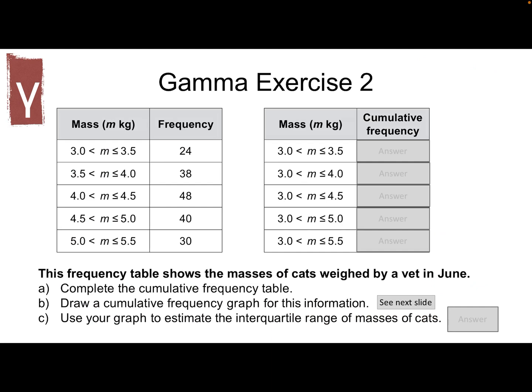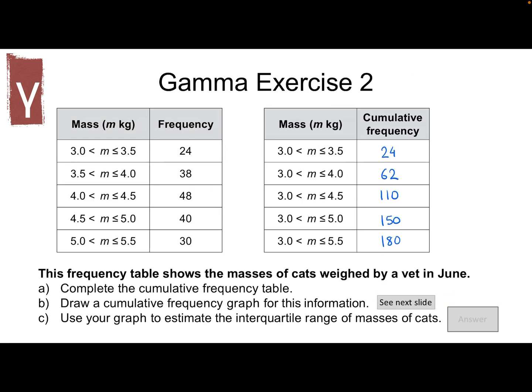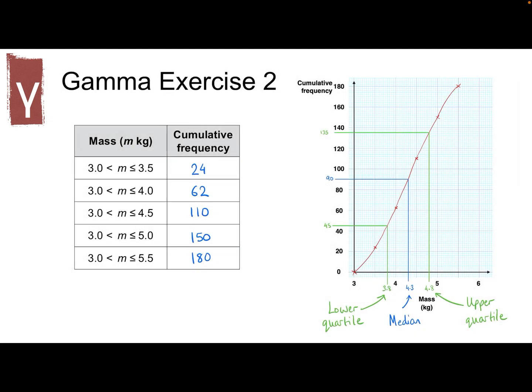Let's try and put everything together. Stop your video and have a go. Okay, here's your cumulative frequency. You should have drawn the curve. Well, here it is. Okay, and so you can use that to find your medians and your quartiles. And so use your graph to estimate the interquartile range of the masses of cats. It said 1 kilogram because it's between 4.8 and 3.8. So well done if you got that right.